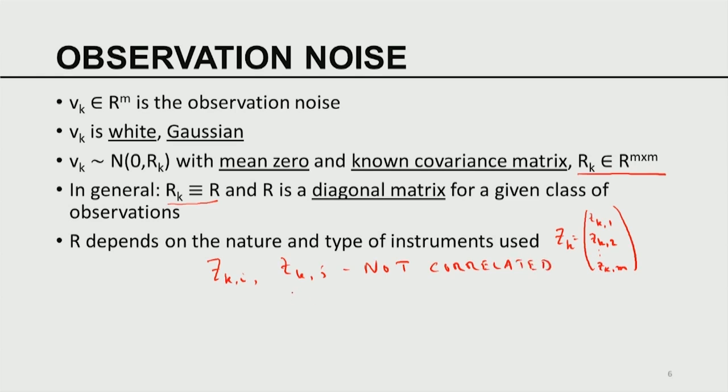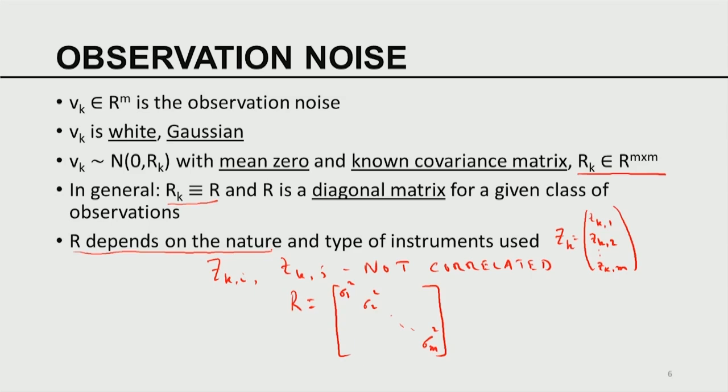This implies that the matrix R is essentially a diagonal matrix with entries sigma 1 square, sigma 2 square, up to sigma m square, where sigma i square is the variance associated with the measurement of the ith component of the observation vector. These are simplifying assumptions, and they are pretty close to reality. Again, I would like to emphasize the variance depends on the nature and the type of the instruments used in the observations. So here comes the challenge.